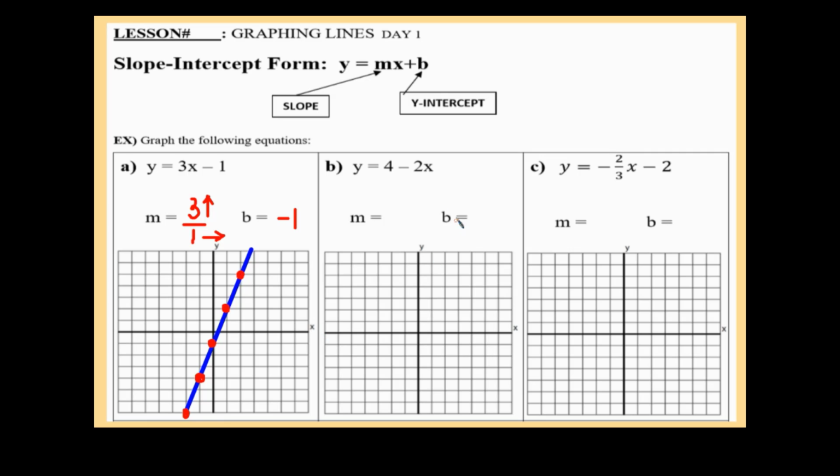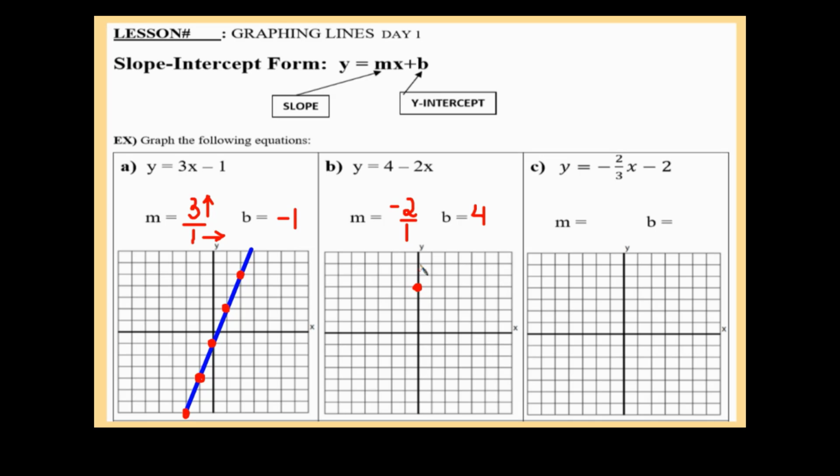The next problem, again, I have the y alone. When the y is alone, the number in front of the x is the slope. So in this case, the slope is -2. We're going to make sure it's a fraction, so we put a 1 underneath. And the number without x is 4. Now that we have these two pieces of information, we go to the graph and we find the y-intercept. So 1, 2, 3, 4.